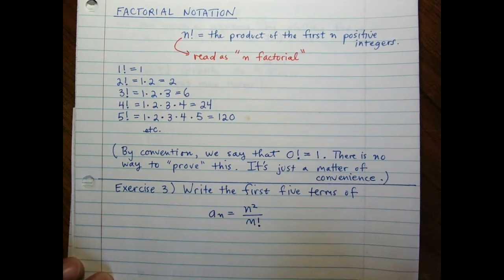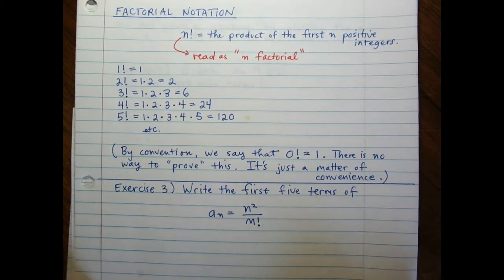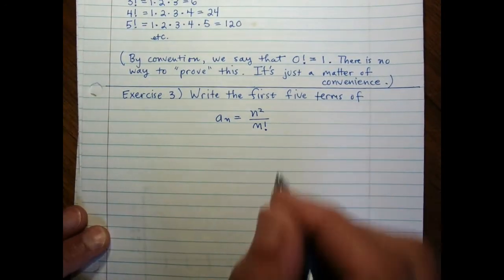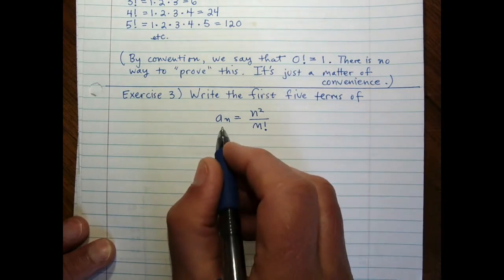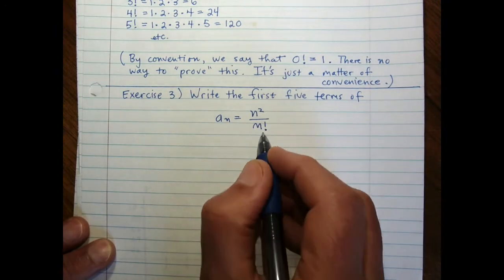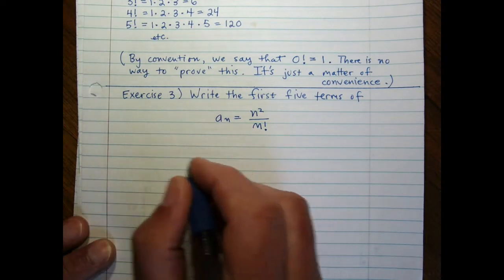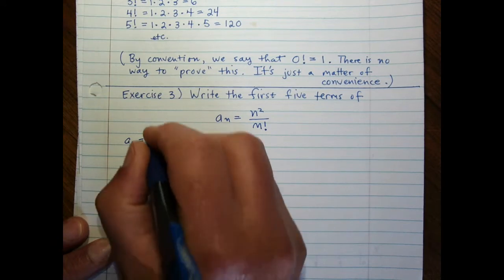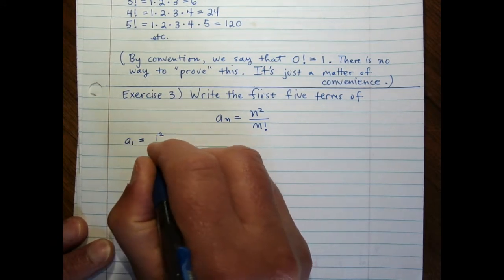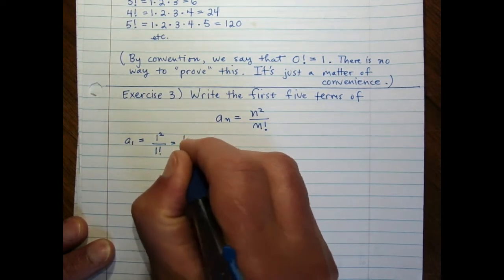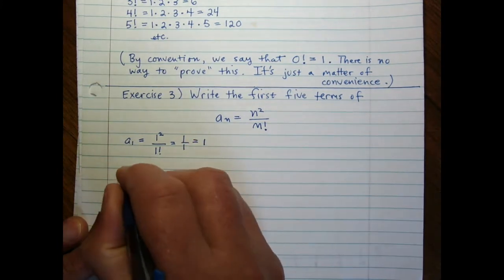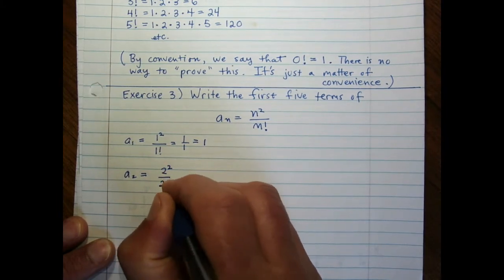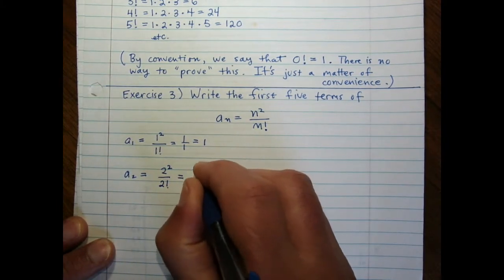So now let's do another example where we write out a few terms of this sequence. A sub n equals n squared over n factorial. So nothing really hard about this, just getting used to the notation. A sub 1 is 1 squared over 1 factorial. That's 1 over 1, or just 1. A sub 2 is going to be 2 squared over 2 factorial is 4 over that 2 factorial is just 1 times 2 is 2. 4 over 2 is 2.